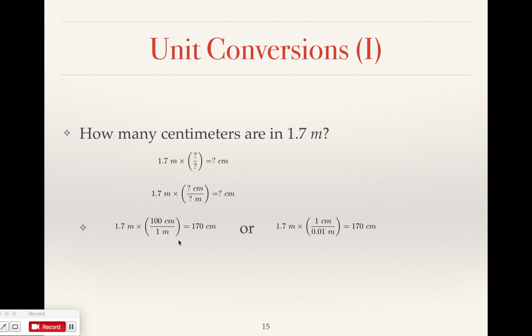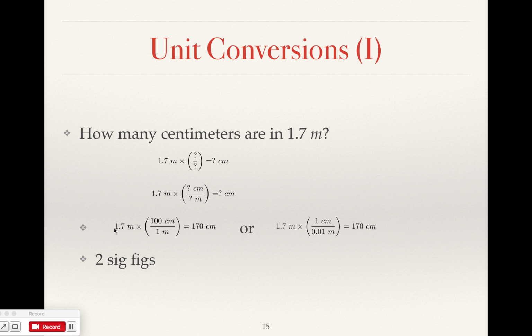But in either case, you wind up with the correct answer of 170 centimeters. And remember, in these SI conversions, these are exact numbers. It's exactly 100 centimeters to exactly 1 meter, so that's not going to impact your sig figs.